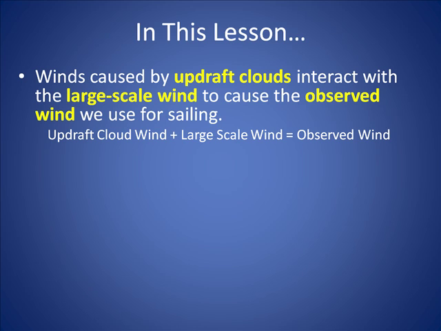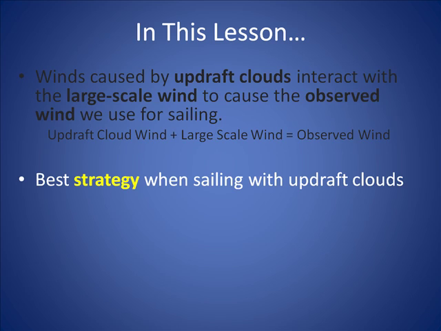So in this educast, we're going to look at how the wind caused by an updraft cloud interacts with the large-scale wind to cause the observed wind that we sail in. Essentially, the wind from the updraft cloud plus the large-scale wind is going to equal the observed wind we sail in. This will play into some strategy you can use when sailing near updraft clouds.